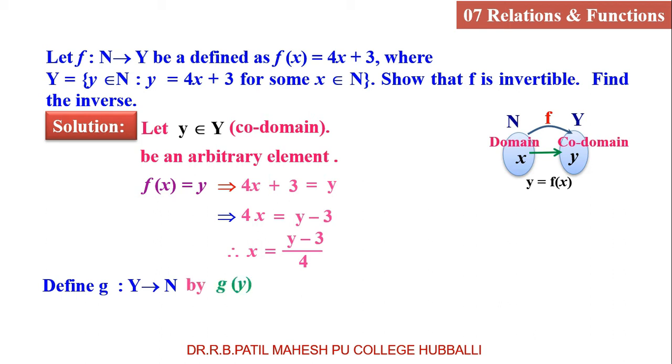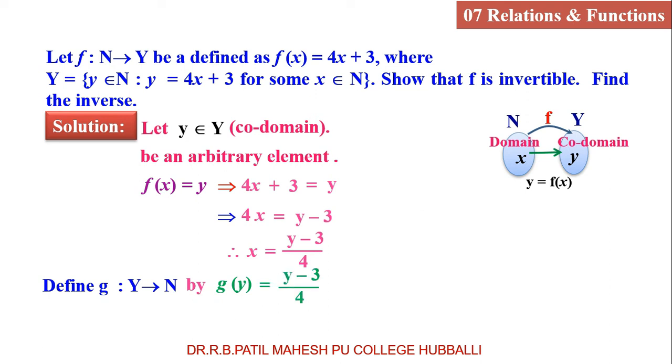Dear students, g of y is equal to n. What is the element belonging to the set N here? Just now I told you, it is (y minus 3) divided by 4. Yes, therefore g of y is (y minus 3) divided by 4. That is what I am taking here: g of y is (y minus 3) by 4.